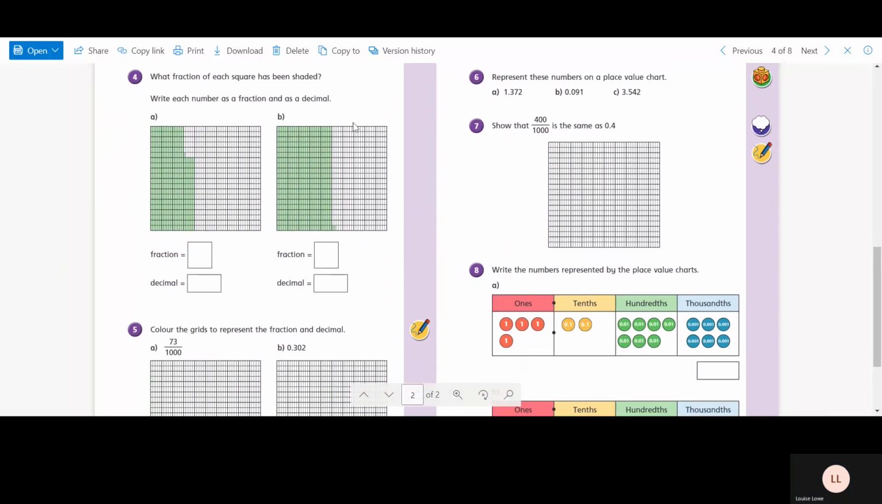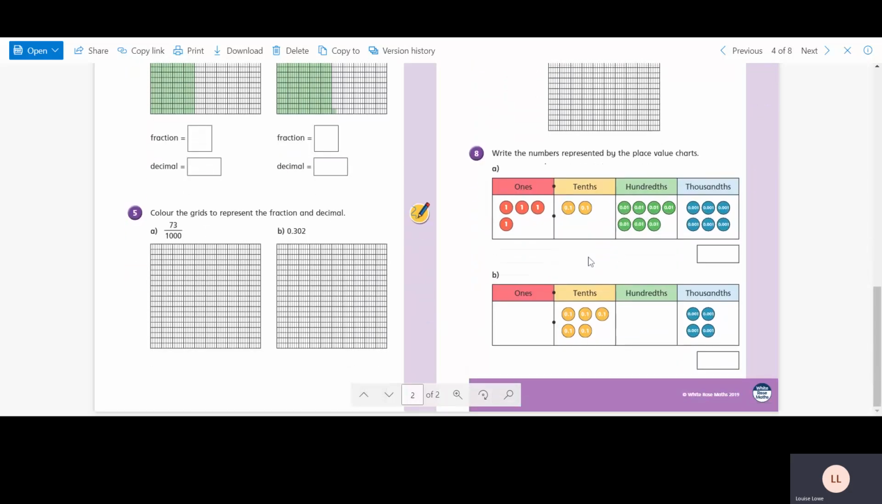Once you've done that, put these numbers on a place value chart, so you just need to write like this one here. If you're looking down, can you see where my cursor is? Question 8. You don't need to make it fancy like that. Just have your ones, tenths, hundredths and thousandths across the top, and then put these decimals into your chart. Question 7, show that 400/1,000 is the same as 0.4. So you need to prove it by shading on here.